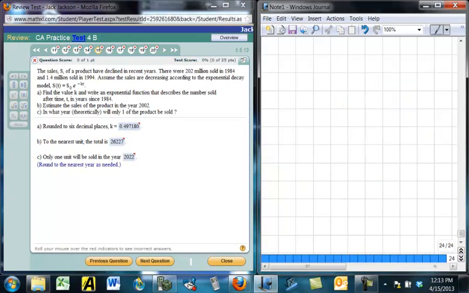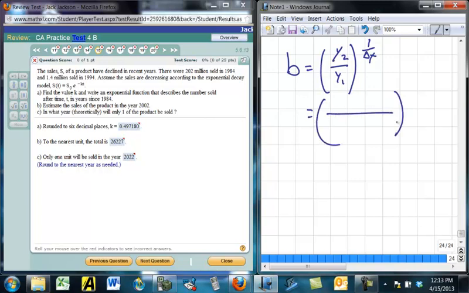The sales of a product have declined in recent years. There were 202 million sold in 1984 and 1.4 million sold in 1994. Assume the sales are decreasing exponentially, exponential decay, and we're going to use e to the minus kt. Notice, I would just say e to the kt and call k negative because it's decreasing. In this case, they've already factored the negative out, and their k will be positive. But remember, we can find the base of an exponential by doing the formula y2 over y1 to the power 1 over delta x. Well, let's see what that gives us in this case.